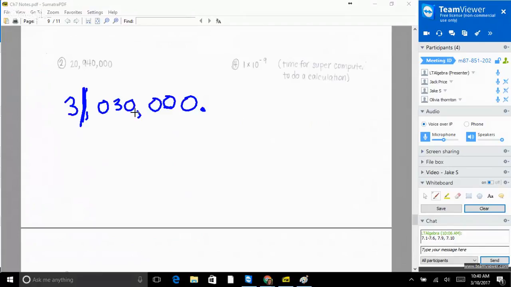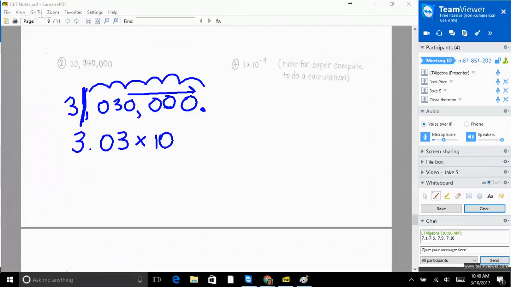So my new number is going to become 3.03. Then after that, I don't have to worry because it's all zeros after that, right? I know it's going to be times 10. And then I have to look at how many places did I move? 1, 2, 3, 4, 5, 6. Not times, 10 to the 6th power.